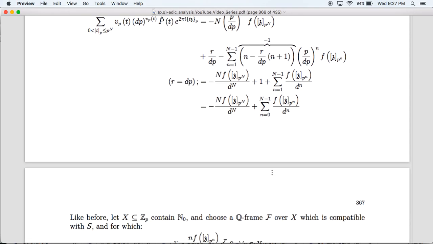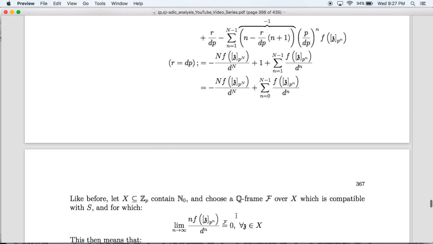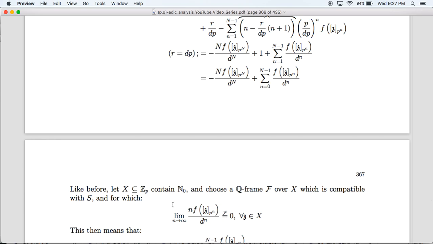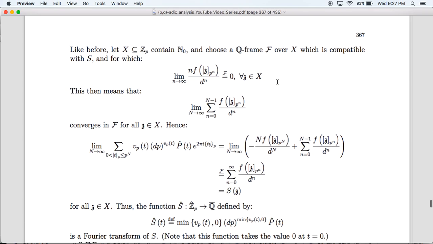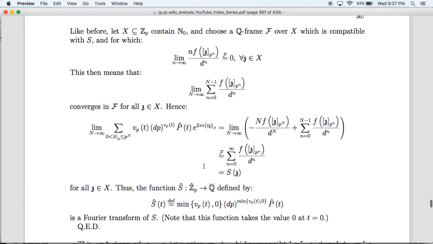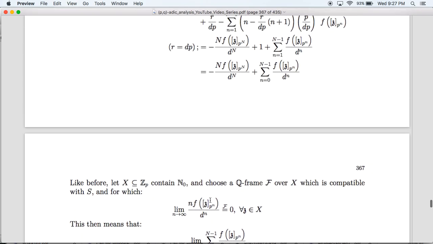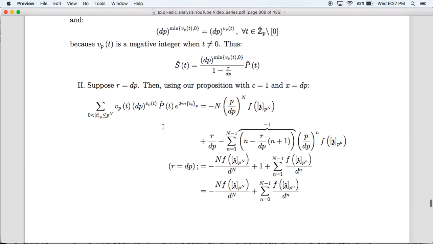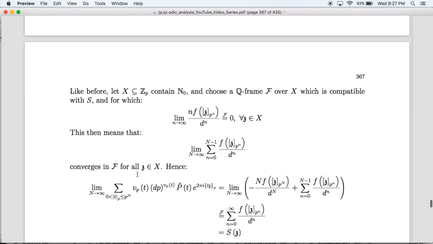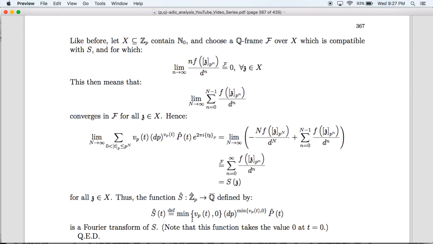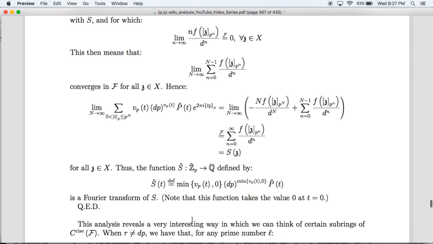And then once again, it's just like before, since we assumed we are working with a frame f for which this goes to 0, this converges to 0 with respect to f. And since f is chosen so that s is compatible with respect to f, this partial sum will converge to s with respect to f. And then we're done. And then again, we can use this too. And so this then tells us that this function is a Fourier transform of s, and this function is 0 when t equals 0, so that we take care of that, and we're done with this part.